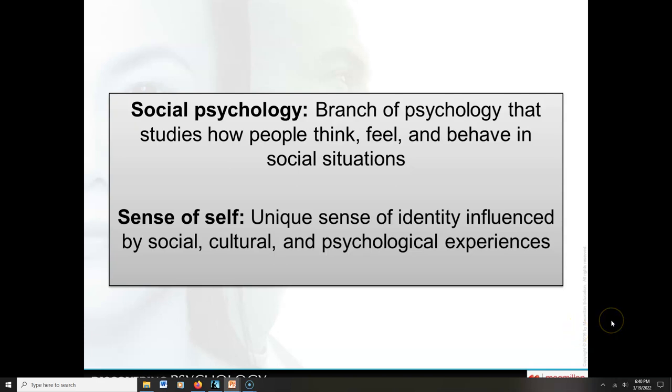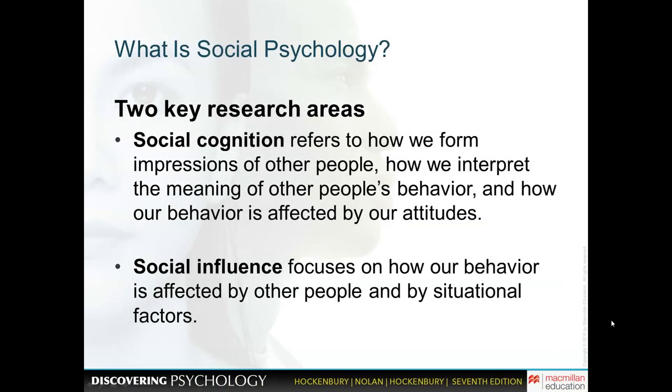Let's go just a little bit further. There are two basic key research areas that we want to be aware of for social psychology. The first is what's called social cognition. Social cognition refers to how we form impressions of other people, how we interpret the meaning of other people's behavior, and how our behavior is in turn affected by our attitudes.